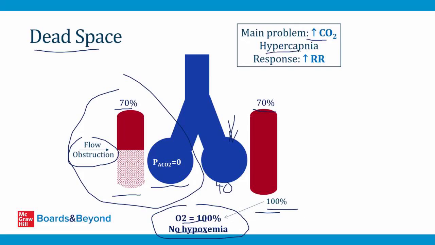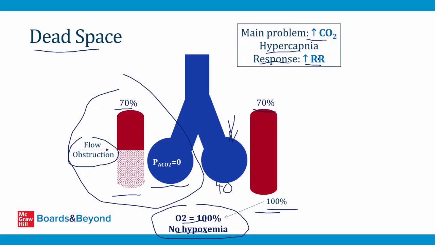It causes hypercapnia. And anytime there's hypercapnia, the body's going to respond by raising the respiratory rate to blow off that CO2. So in disease states where dead space goes up, the main thing you see is a rise in the respiratory rate to increase ventilation. That's a super important principle for you to understand.